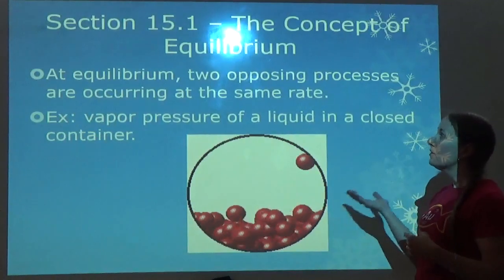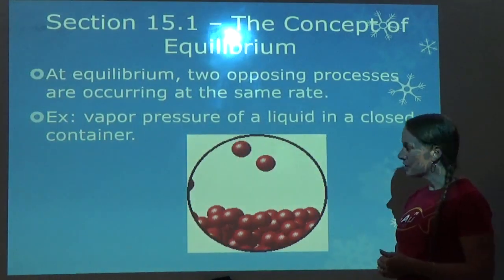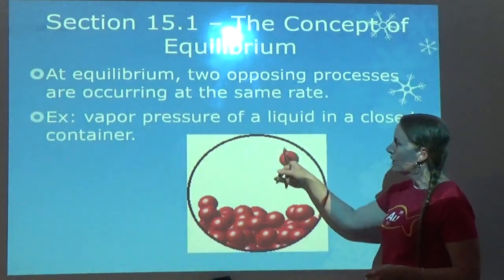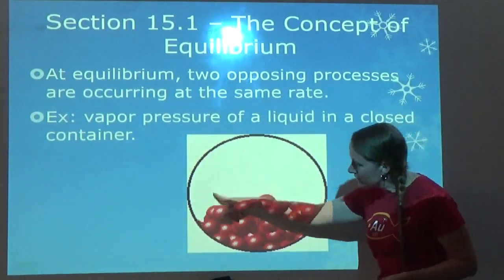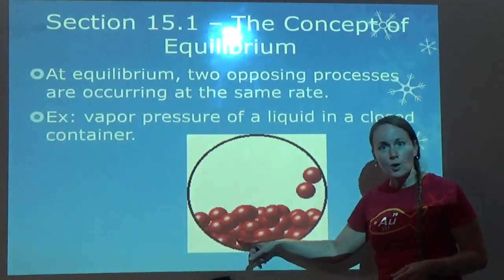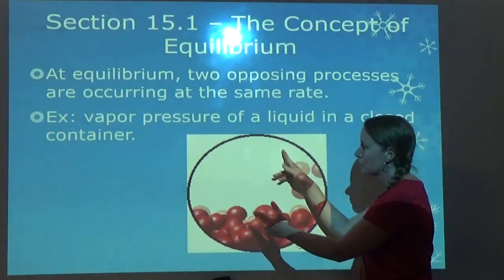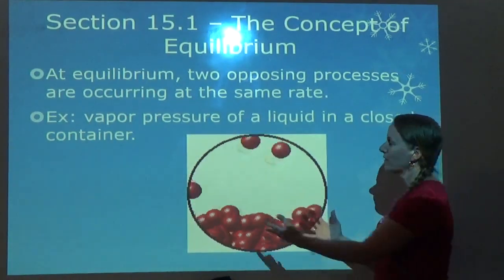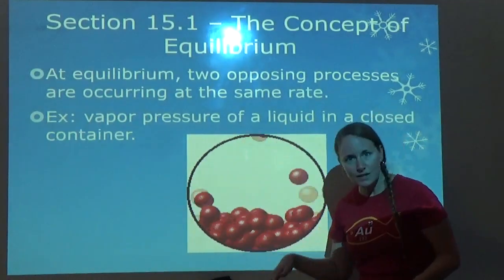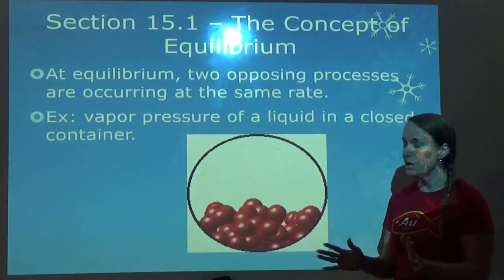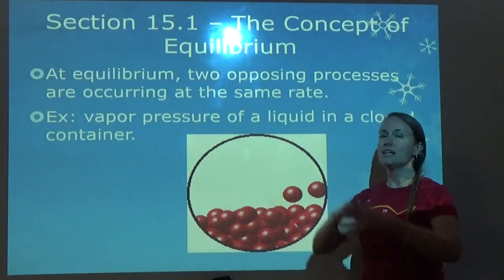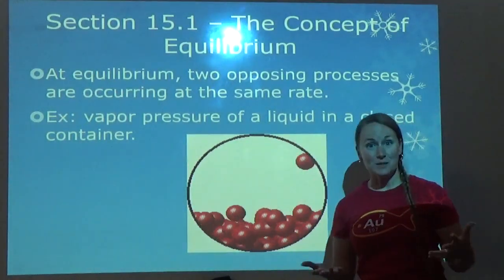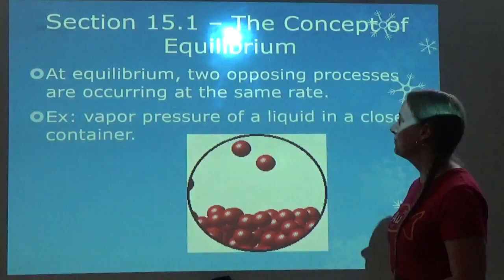So, for example, vapor pressure of a liquid in a closed container. If you watch the picture, you'll see that some are evaporating while some are condensing. Once the evaporation rate and the condensation rate are equal, that's when we're at equilibrium. Like if more are evaporating than condensing, you're not at equilibrium. The rates have to be the same. And in a nutshell, that's all equilibrium is. But obviously it gets more complex than that. So let's just keep on going.